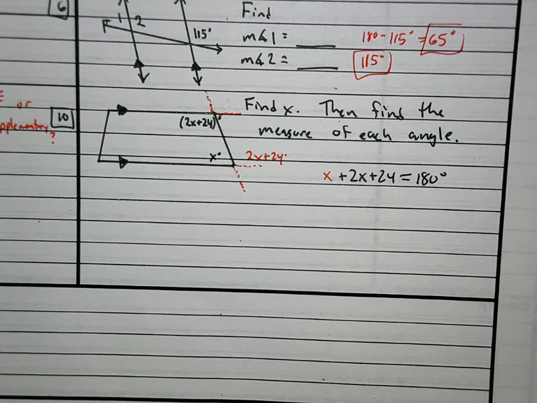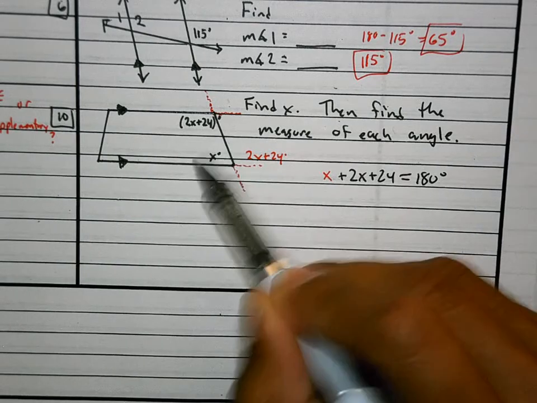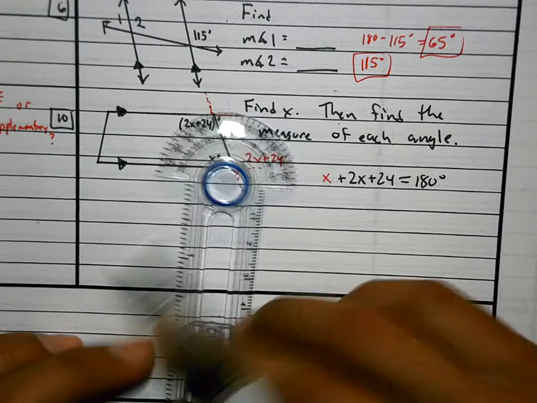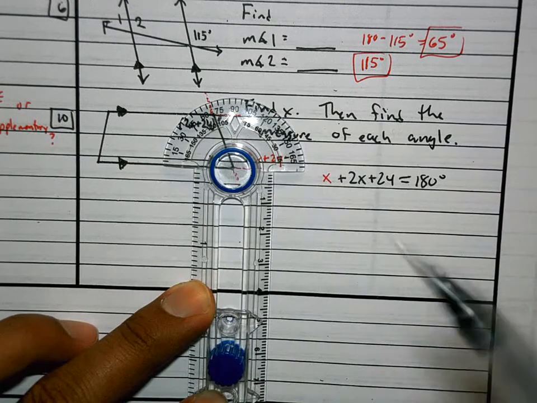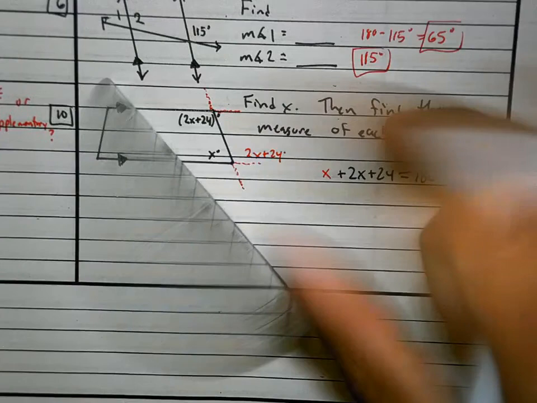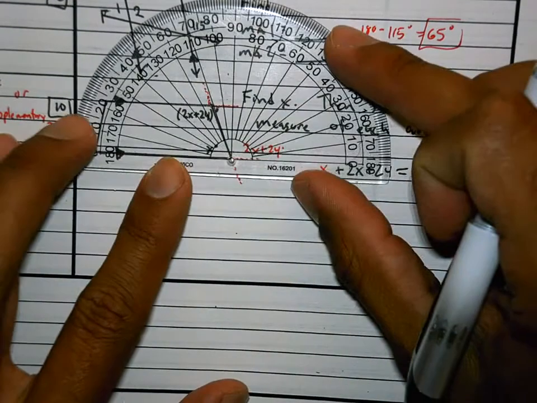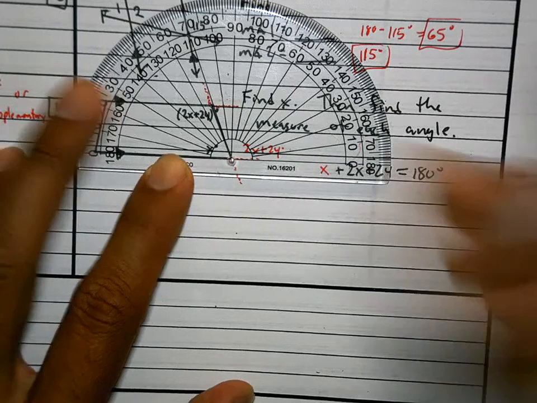So I wrote down x plus 2x plus 24 equals 180, because this plus that should add up to 180 degrees. Let me see if my protractor agrees with me. 180. Yes, it does. Oh, let me use a real protractor. I know I got one around here somewhere. Oops. Real protractor. There we go. From 0 to 180 degrees, right?